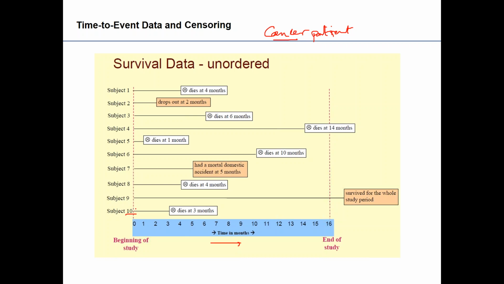I'm analyzing the time to their death, or after how many days they have expired, or in other words, if I have to use positive words, till how many months a patient with cancer has survived. So this is the analysis that we are doing. Now the censored data will always be missing data.